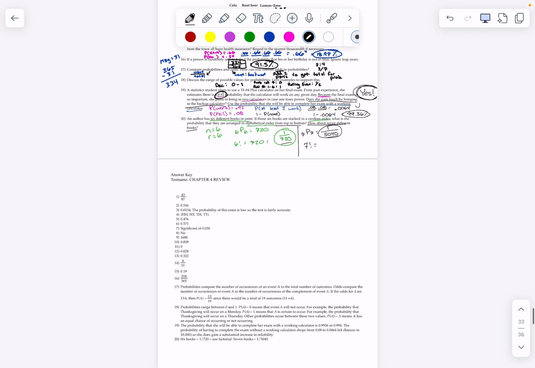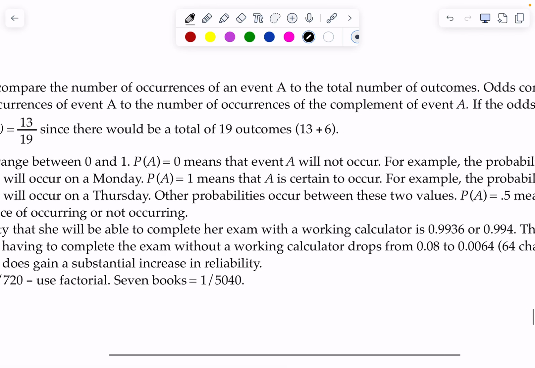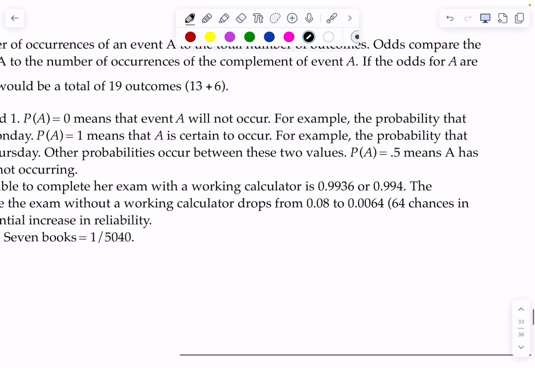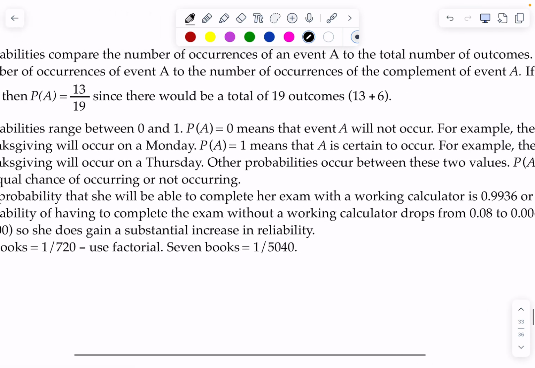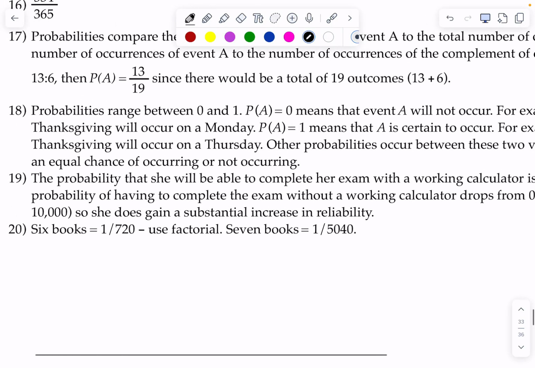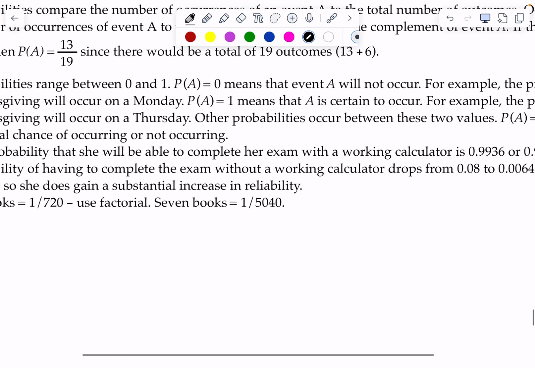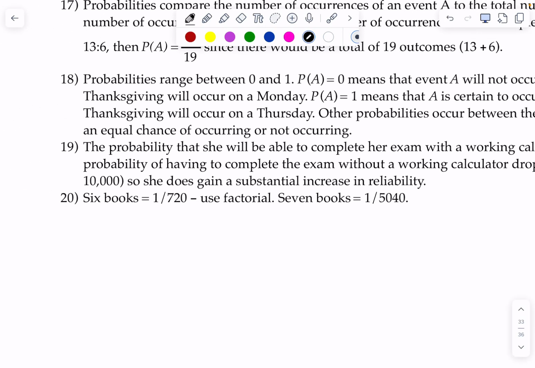Number 18. Probabilities range between 0 and 1. P of 0 means that event A will not occur, for example, the probability that Thanksgiving will be on a Monday. P of 1 is certain to occur, the probability that Thanksgiving is on a Thursday. Other probabilities occur between these two values. The probability of 0.5 is an equal chance of occurring or not occurring. So we did the same thing: a 0, a 1, and a 1/2. Good.